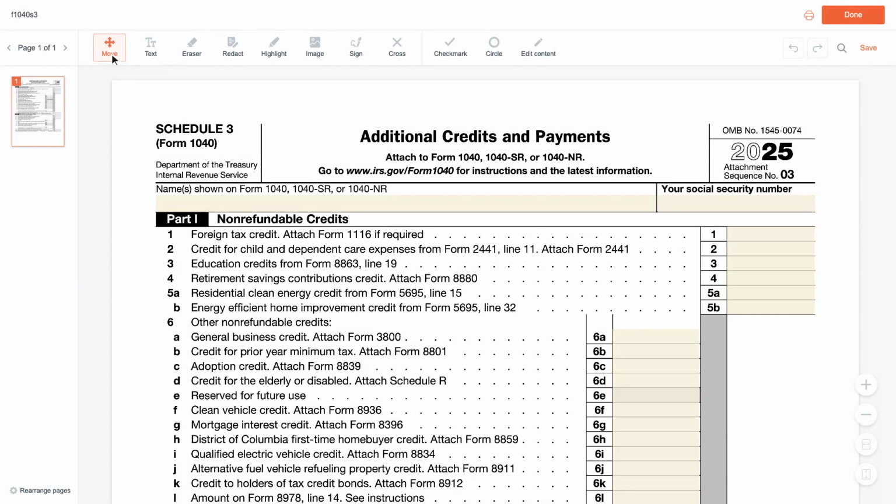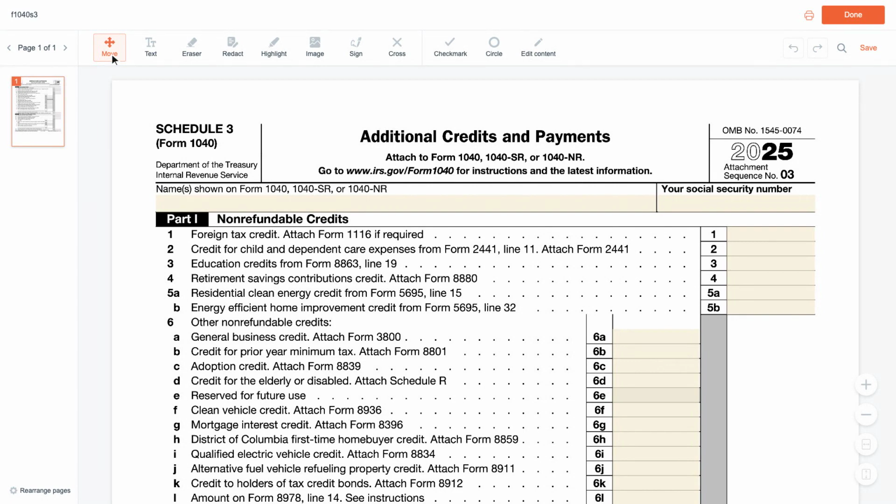Schedule 3 is where you report extra credits and payments that don't fit on the main Form 1040, like the foreign tax credit, education credits, or estimated tax payments. Its totals flow back onto your 1040. Let's fill out an example.